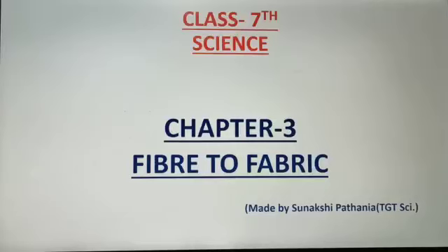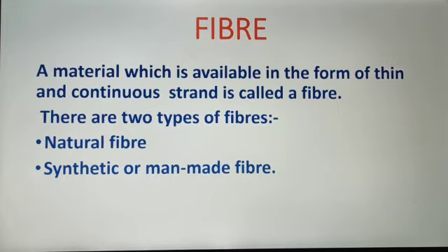Hello everyone, this is the video of Chapter 3, Fibre to Fabric of NCERT Class 7 Science. Fibre, a material which is available in the form of thin and continuous strand, is called a fibre. There are actually two types of fibers. One is your natural fibre and other is your synthetic or man-made fibre.